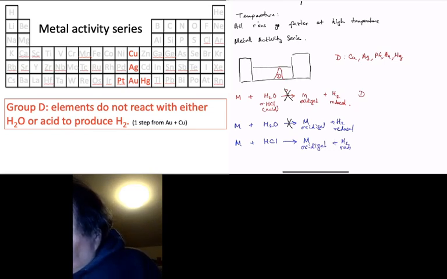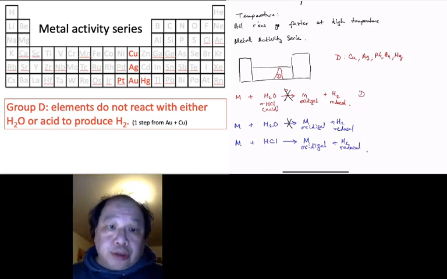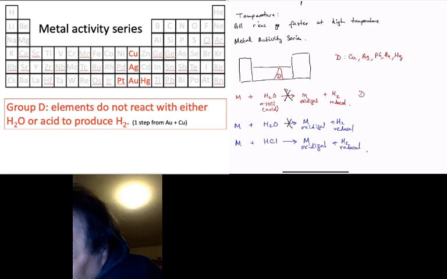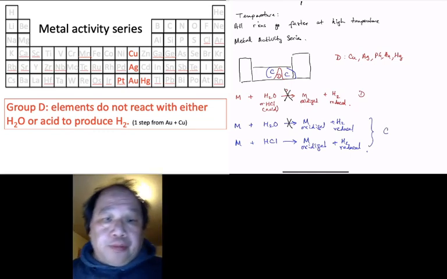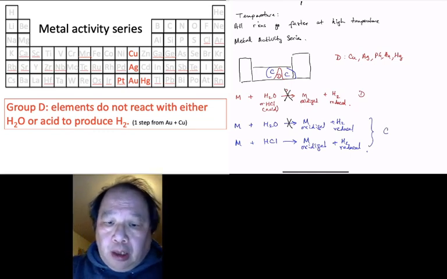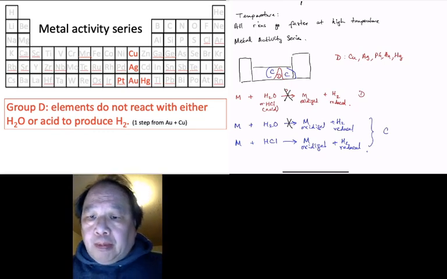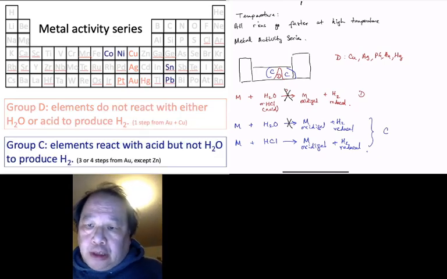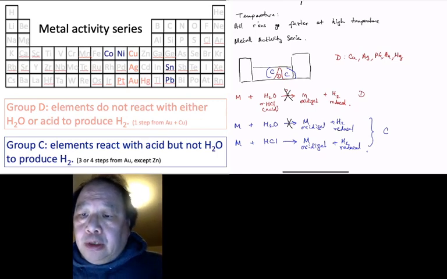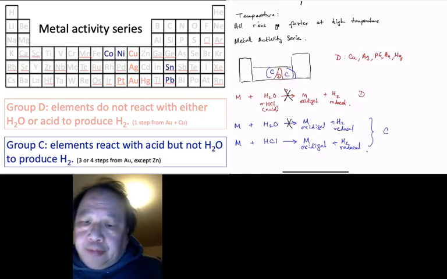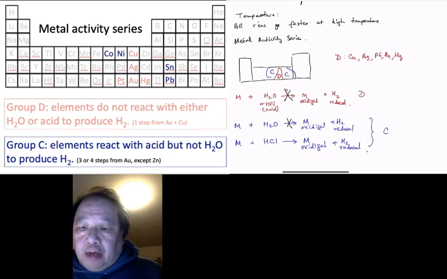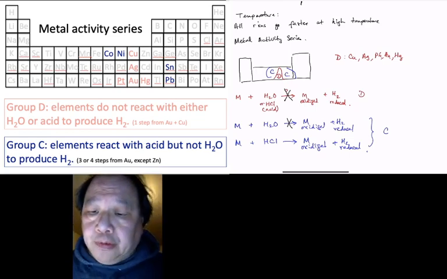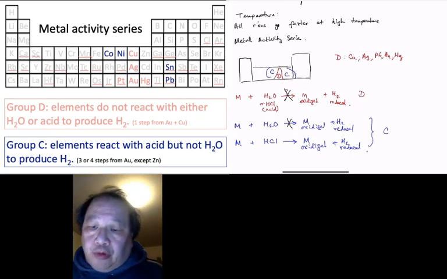And they will be the metal atoms closest to group D. They will be located on this side and on this side. So this is group C. They can't react with water, but they can react with acids. Common metals in group C are cobalt, nickel, tin, and lead. The feature is that if you count, and we're not going to count along the diagonal, these elements are 3 or 4 steps away from gold.